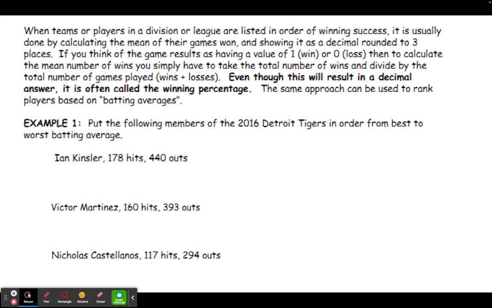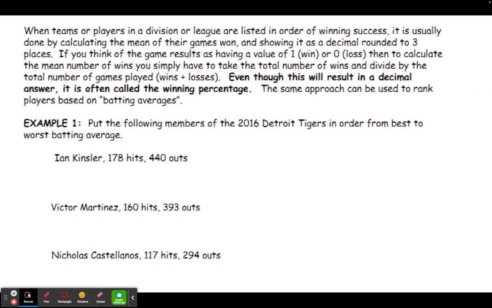When teams or players in a division or league are listed in order of winning successes, it is usually done by calculating the mean of their games won and showing it as a decimal rounded to three places. If you think about the game results as having either a value of a 1 or a 0, corresponding to either a win or a loss, then you can calculate the mean number of wins just by taking the total wins and dividing it by the number of games played. Now, keep in mind that the number of games played is the wins and the losses together.